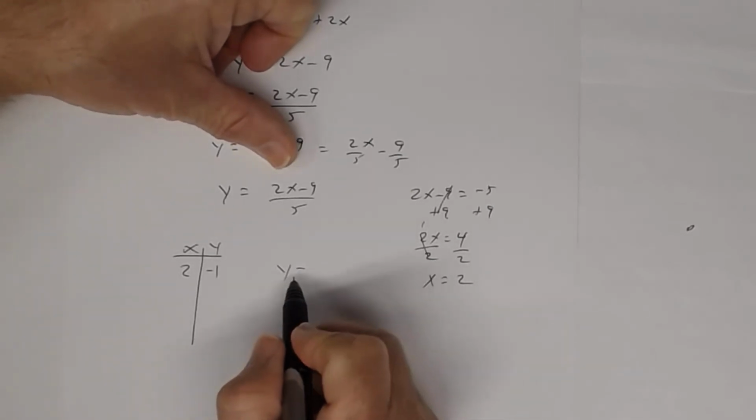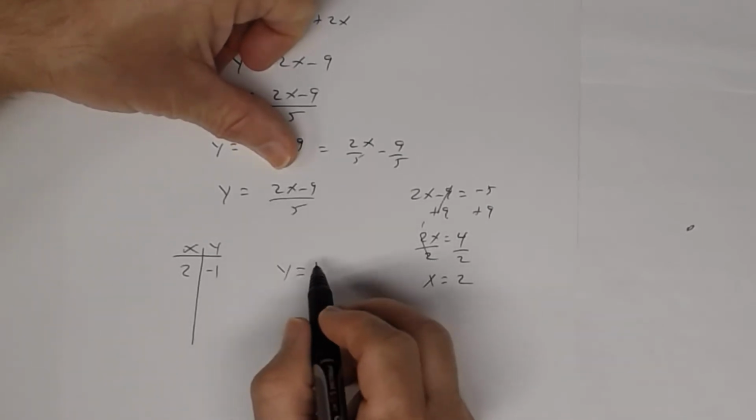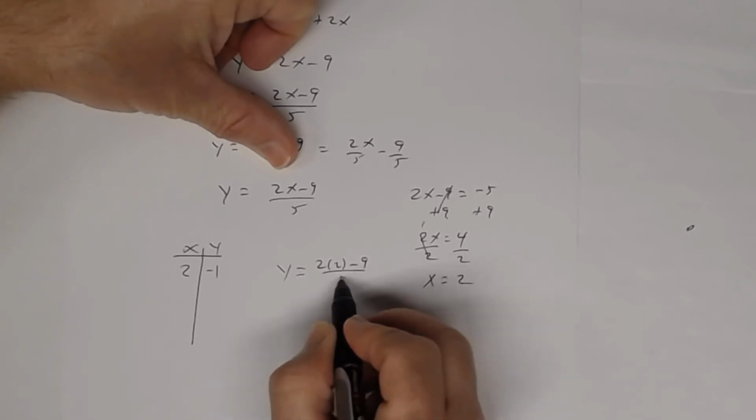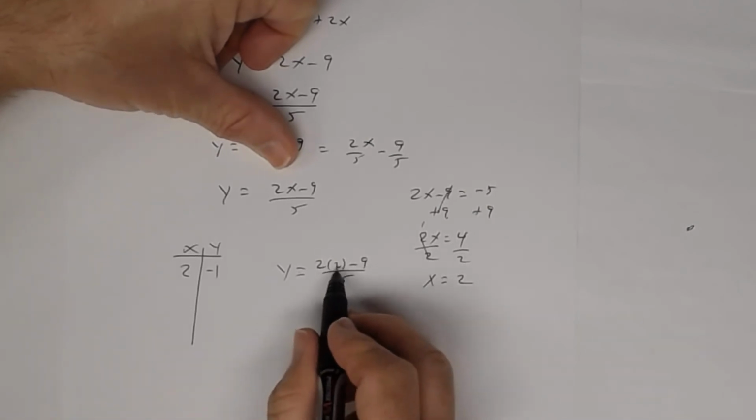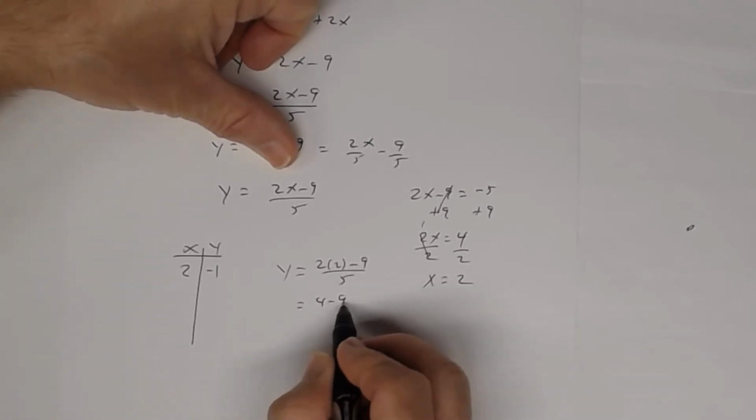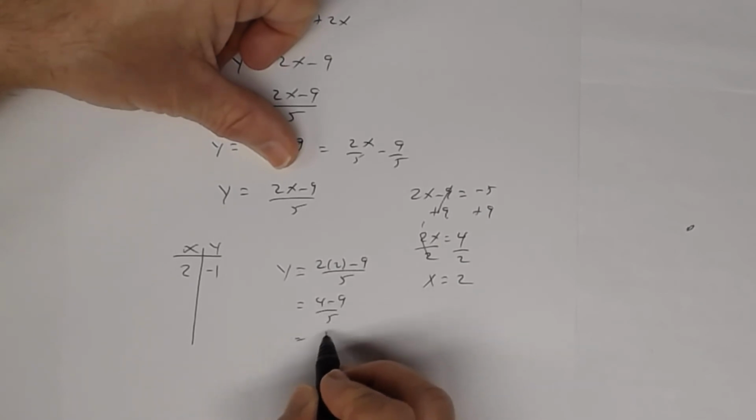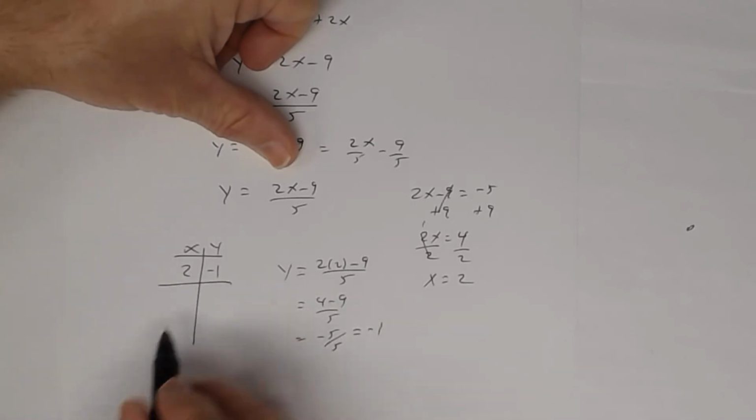You say y equals 2 times 2 minus 9 divided by 5. And then 2 times 2 is 4. So I get 4 minus 9 divided by 5. 4 minus 9 is a negative 5. Negative 5 divided by 5 is a negative 1. Okay? So there's one of your points.